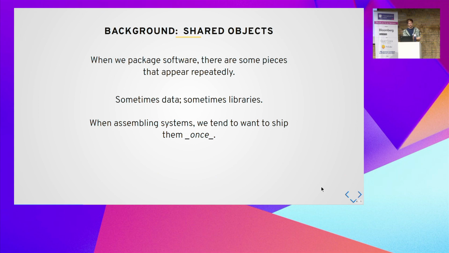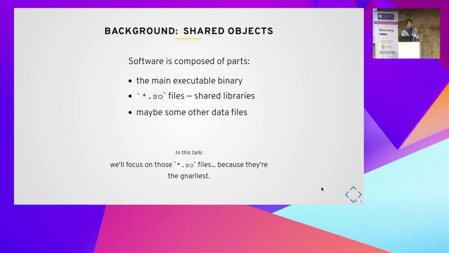So, in that background section, when we package software, there are some pieces that appear repeatedly. Sometimes it'll be plain data, sometimes it'll be libraries. The common thread of what I mean by shared objects is that there are these independent pieces that aren't the main application file, and sometimes they are shared with several applications, and when that happens, ideally, we want to ship those things once when we're putting together whole systems with multiple applications.